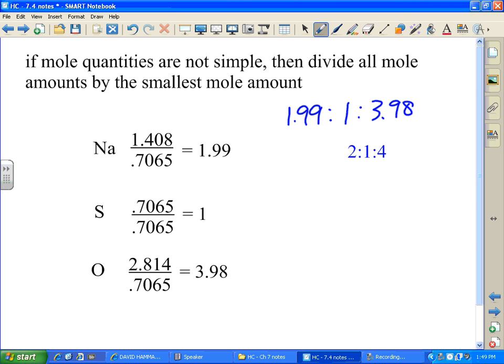Well, now we can take those numbers and see a better relationship that can get us the empirical formula that we need. 1.99 to 1 to 3.98. We can now round that and easily see that it's a 2 to 1 to 4 ratio. Again, do you have to divide this to show this work? No. A lot of times, though, it might be a little messy, so you probably want to do this calculation to be able to figure that out.